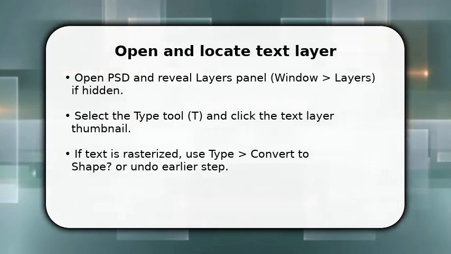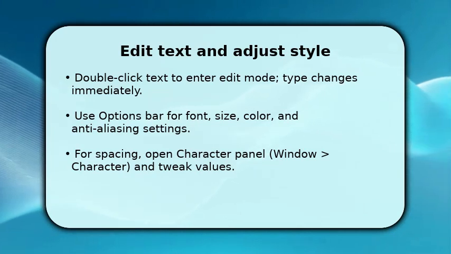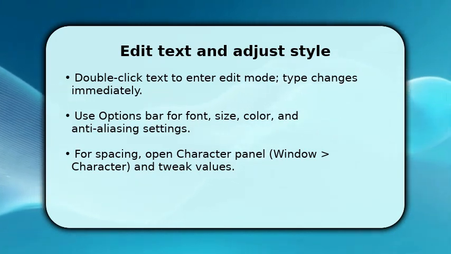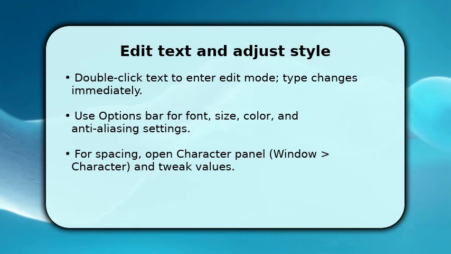Now you edit the content and style. Double-click the text to enter edit mode and type your new words. This preserves tracking and baseline unless you change them. Use the options bar to swap fonts, change size, and pick color. These adjustments affect layout, so watch line breaks.